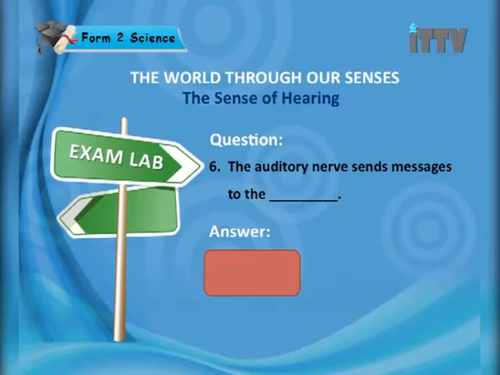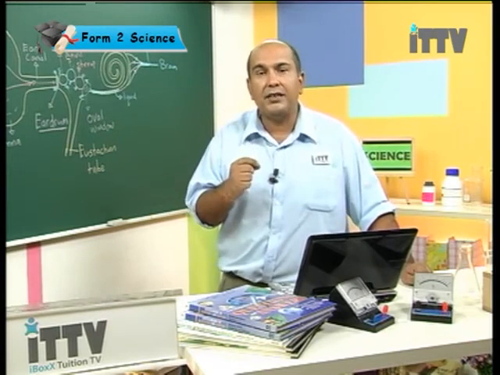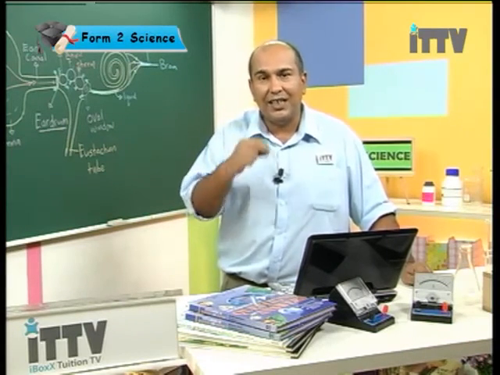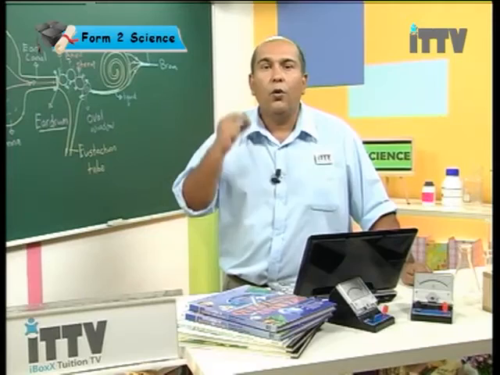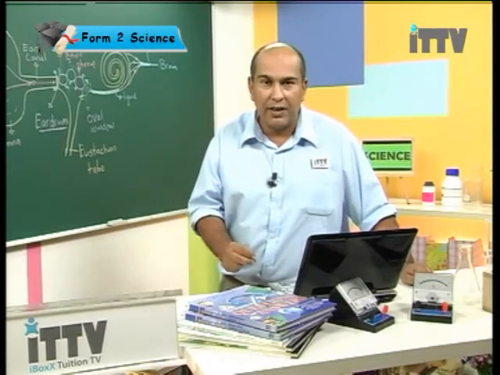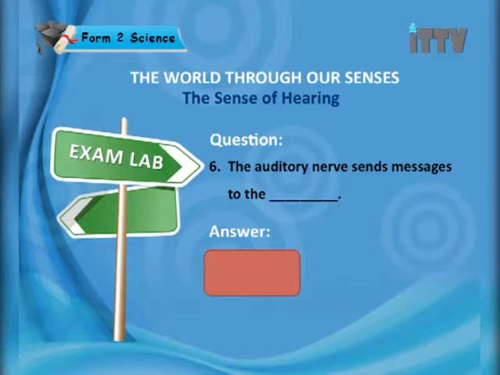The auditory nerve sends messages to the what? So the final part is the cochlea fires the messages. The messages are carried by the auditory nerve. Where does the auditory nerve carry the messages to? The answer is the brain.